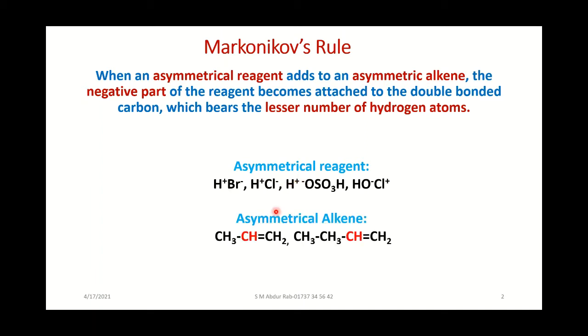On the other hand, what is an asymmetric alkene? It is an alkene which has a different number of hydrogen atoms on the double bonded carbon atoms. Here propene is an asymmetric alkene because these two carbon atoms have different numbers of hydrogen atoms.